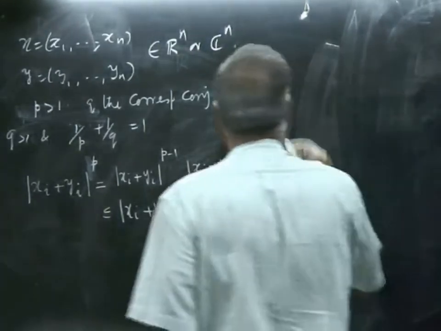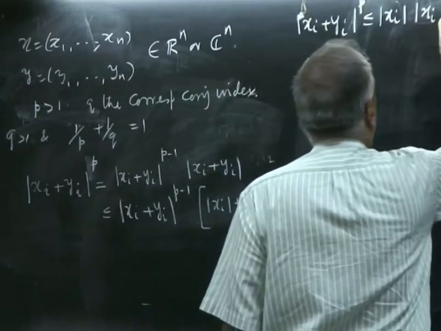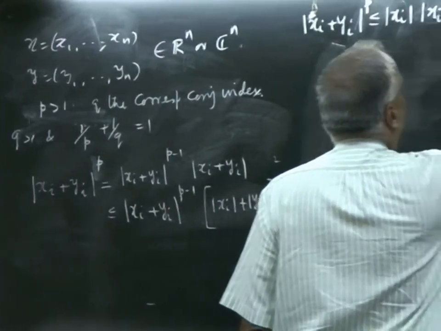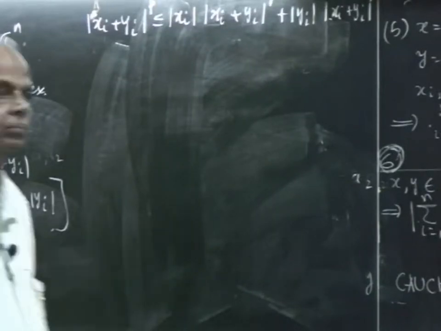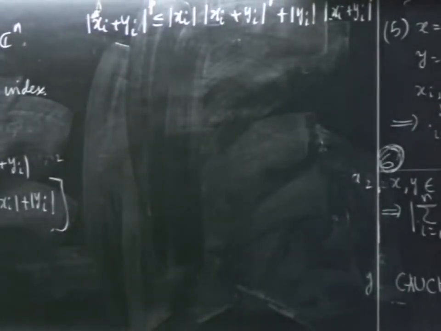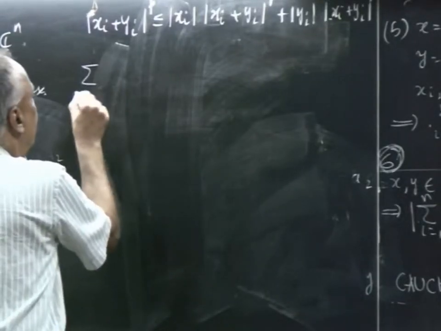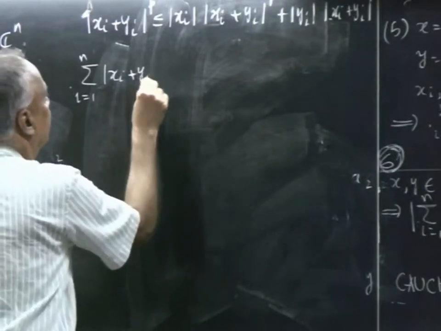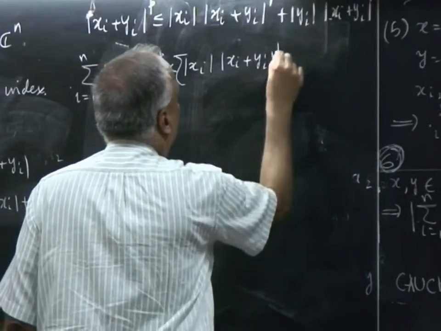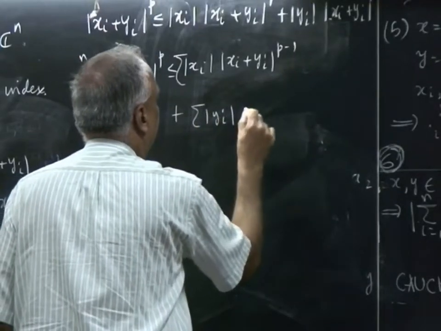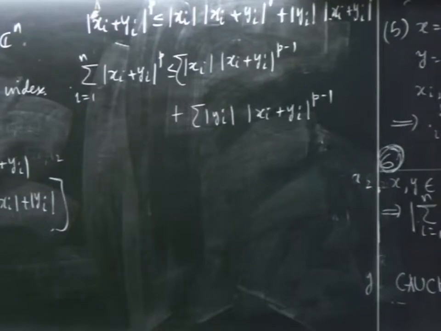Now, therefore, I will write mod xi plus yi to the power of p is less than or equal to mod xi into mod xi plus yi to the power of p minus 1, plus mod yi into mod xi plus yi to the power of p minus 1. So I can add all of them. I added all the inequalities from i equal to 1 to n.